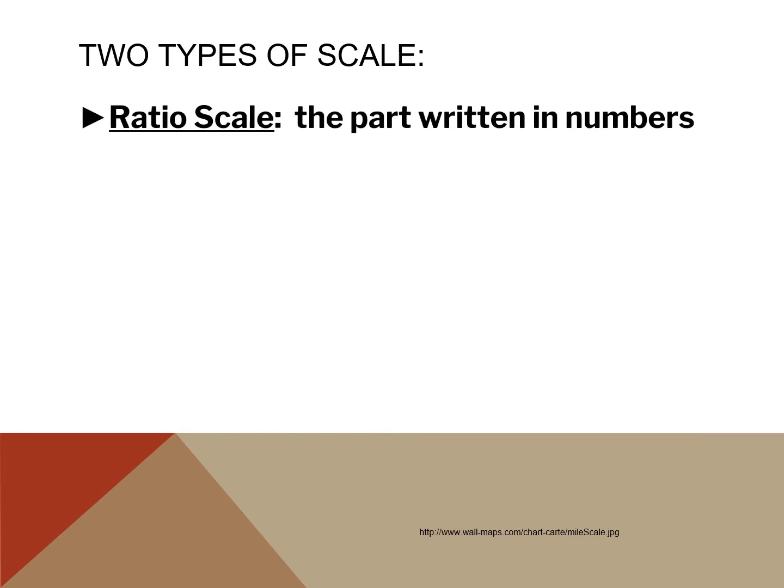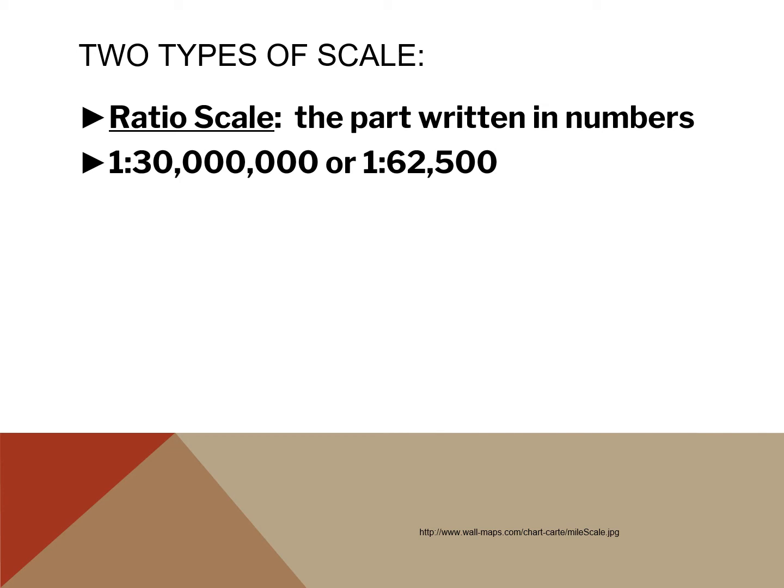If we look, the ratio scale is the part that is written in numbers. It's going to have a 1, a colon, and then some other large number. This means that 1 unit on the map equals, say, 30 million of that in real life. That's a ridiculous ratio, but it's just an example. Or 1 unit equals 62,500 in real life. The previous slide, I believe, had a 1 to 250,000. So it was probably 1 inch or 1 meter equals 250,000 inches or 250,000 meters in real life.